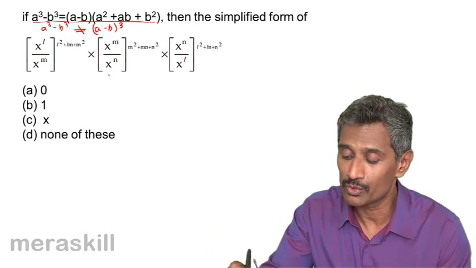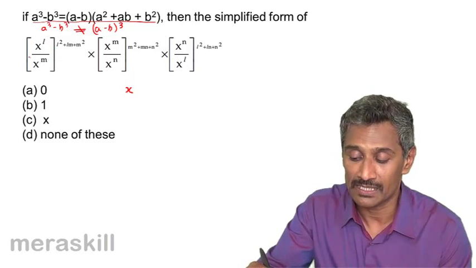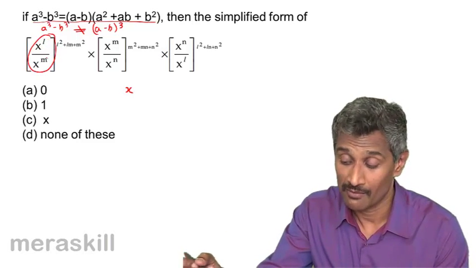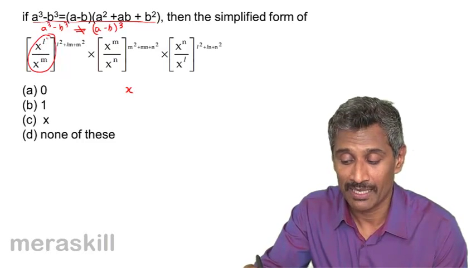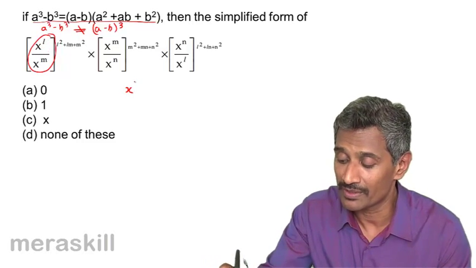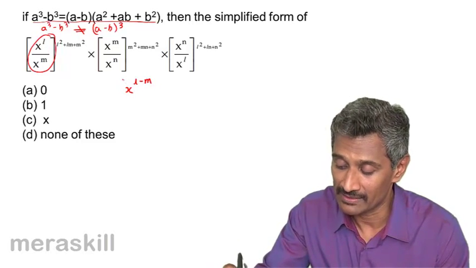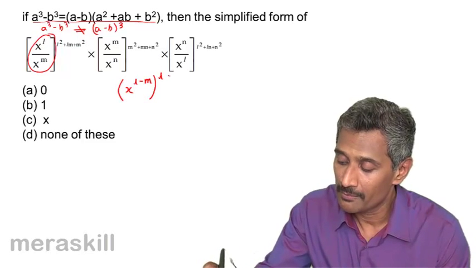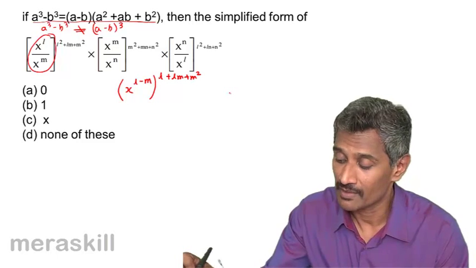Now, how can we do this? If you see, the first step is, let's take the first expression. The first expression is x raised to l upon x raised to m. We use the rule, same base, different indices, division. So we write it as a difference of the indices. This has been raised to l square plus ln plus m square.